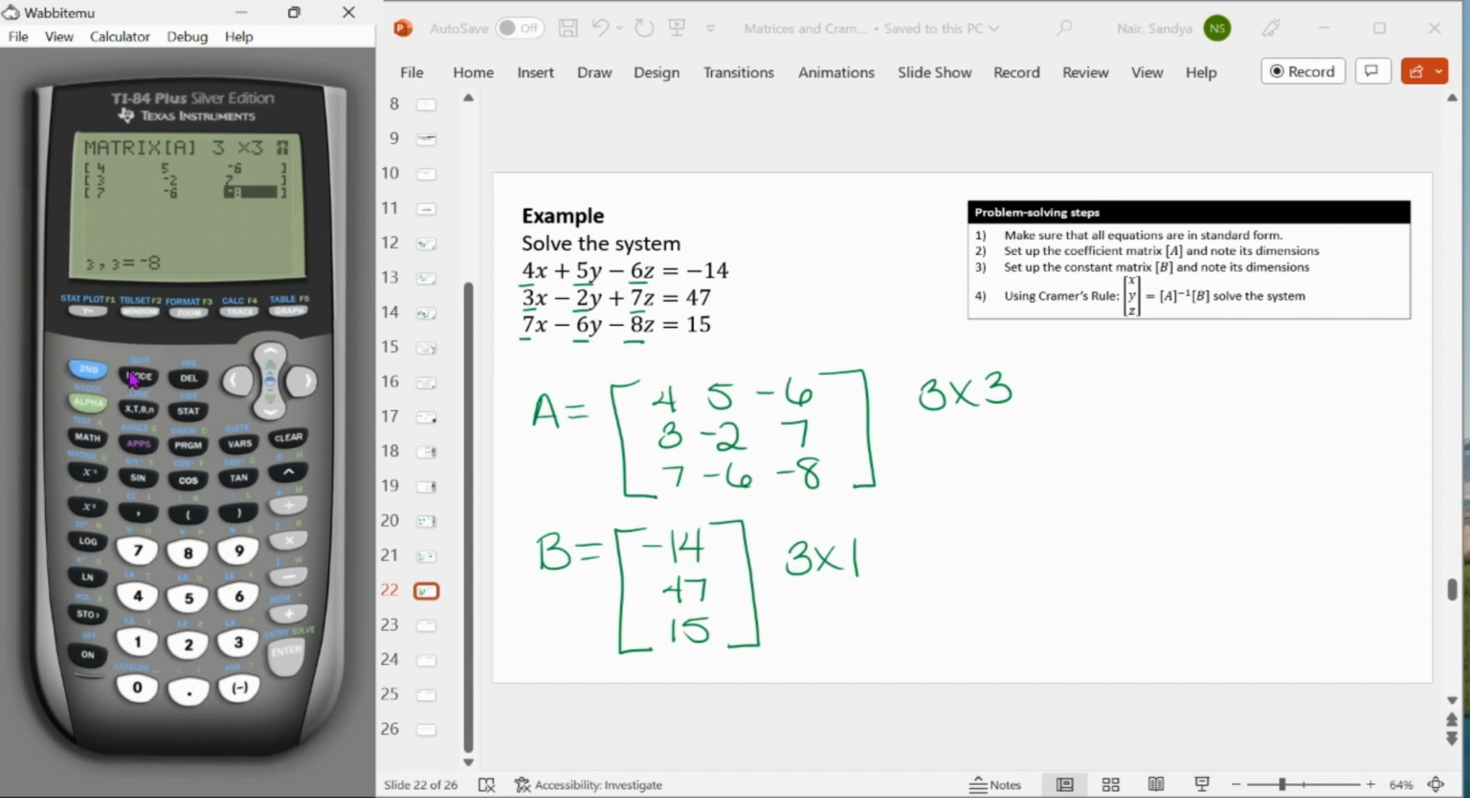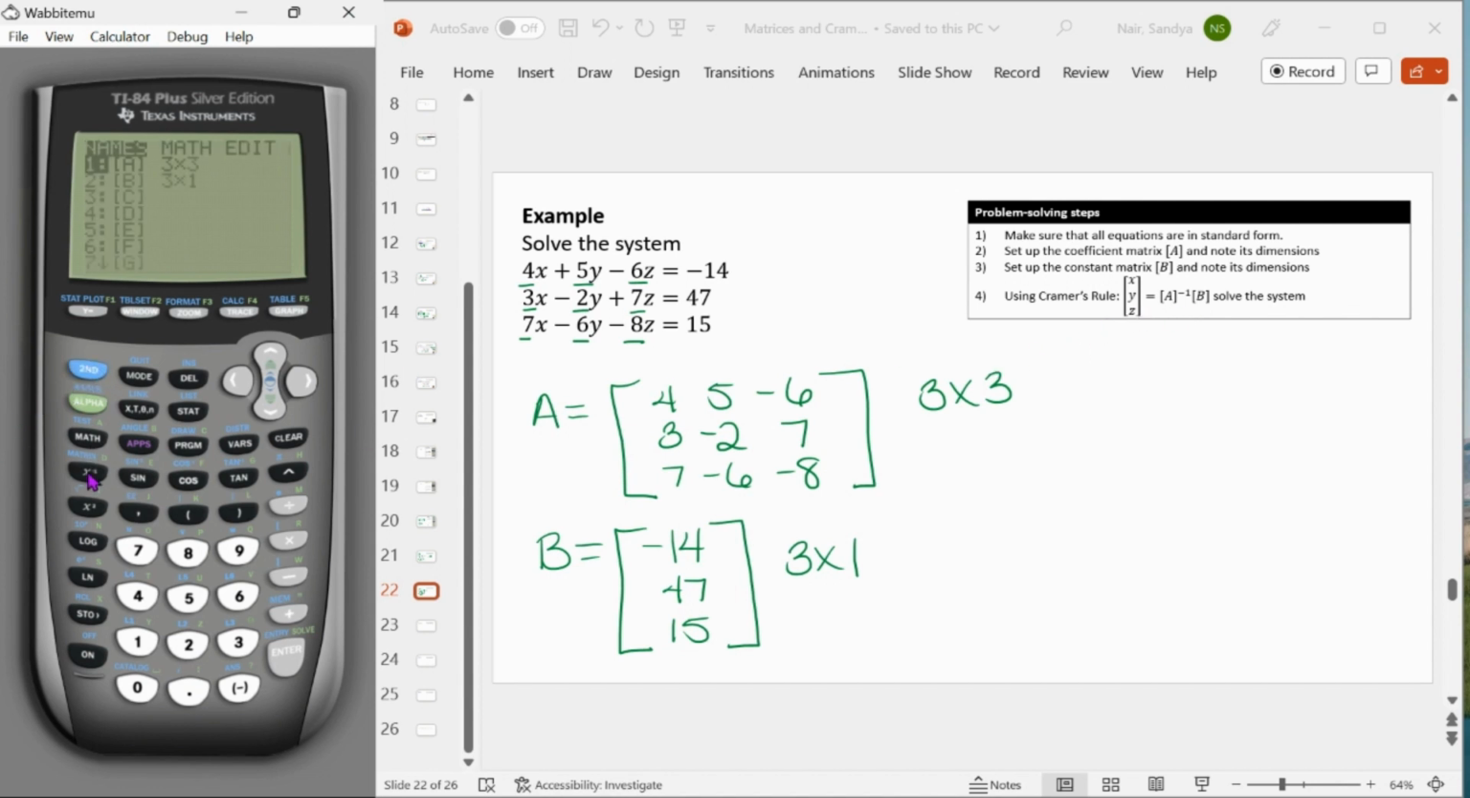And then click second mode. Now we're going to edit matrix B. So go back to edit, choose matrix B. It's still 3 by 1, so I'm going to leave that alone. And then I'm going to type negative 14 and then 47 and 15. And now I'm going to do second mode. And I'm going to call back these matrices and tell it to use Cramer's rule.